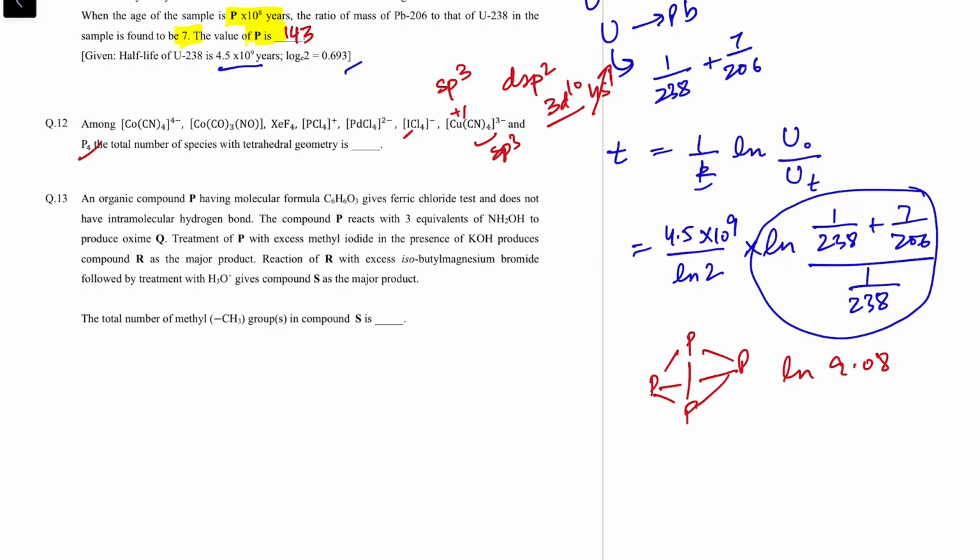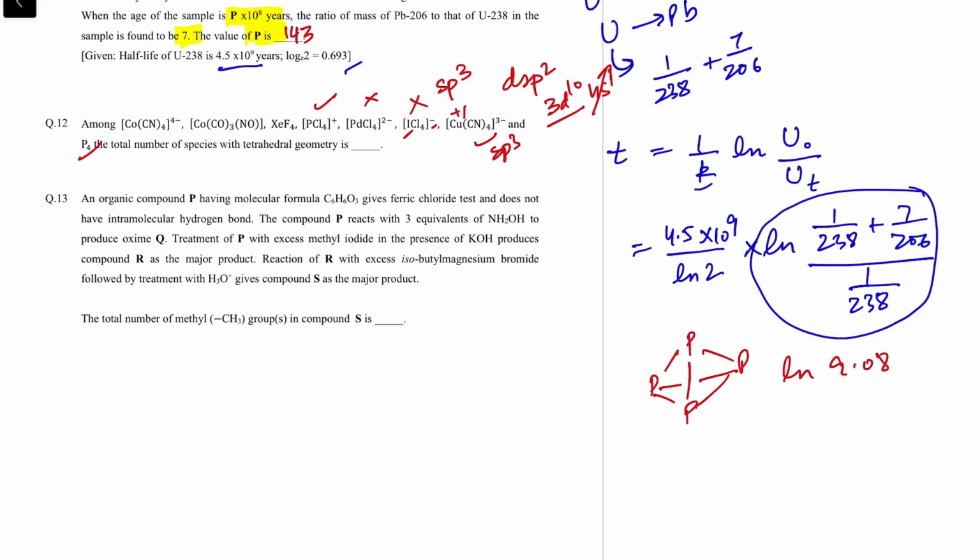ICl4 minus, it has 7 plus 1, 8 electrons. So 4 bond pairs and 2 lone pairs, so it has octahedral geometry. Now, transition metal complexes of heavy metals, where the ligand is weak field, are square planar, because the crystal field stabilization energy for square planar is significantly higher than for tetrahedral as you move down the group in the periodic table. So PdCl4 2- will be square planar, not tetrahedral.